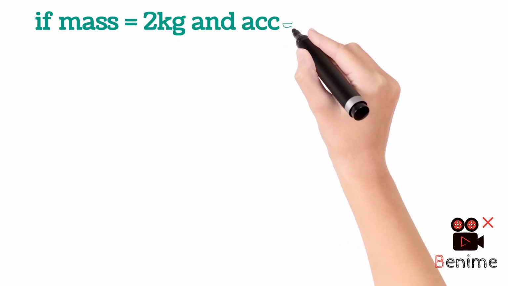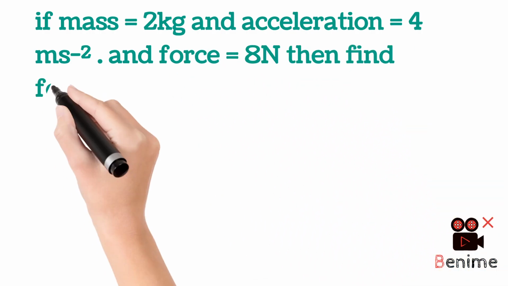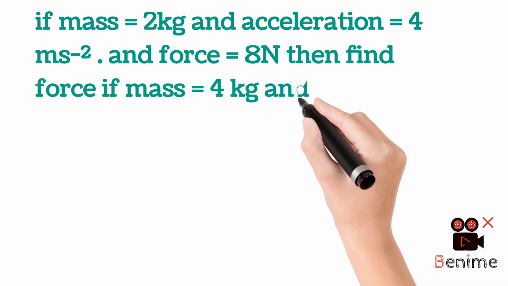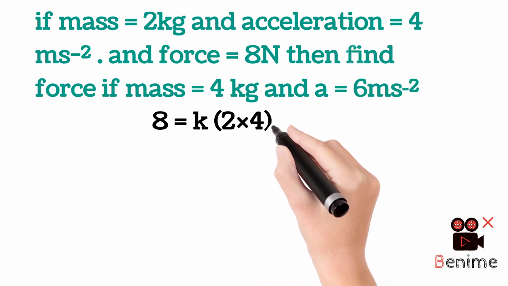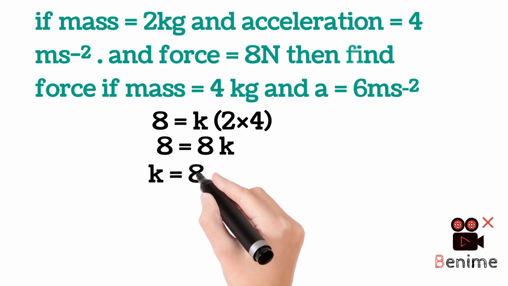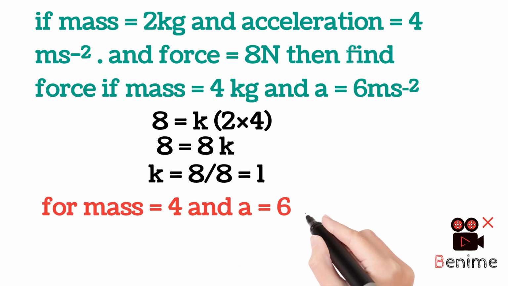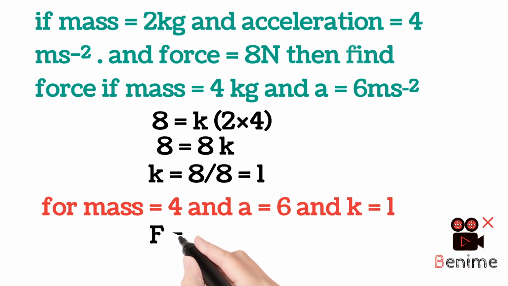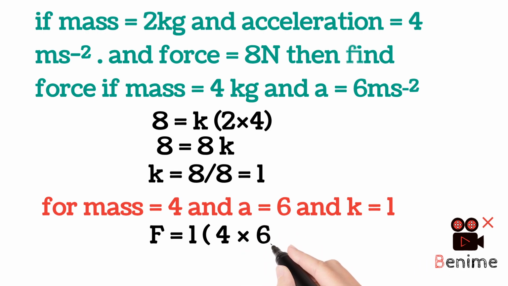In real life, an example of joint direct variation is force directly proportional to mass cross acceleration, which is written as F is equal to kma. Let's understand this with an example. Here mass is equal to 2 kg, acceleration is equal to 4 meter per second square and force is 8 Newton. If we change its mass to 4 kg and acceleration to 6 meter per second square, then first we find k, which becomes 8 divided by 8 is equal to 1. For mass is equal to 4 and a is equal to 6, force comes out as 1 into 4 cross 6, which becomes 24 Newton.